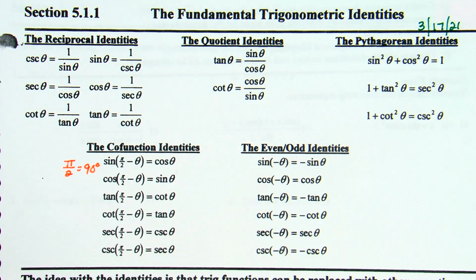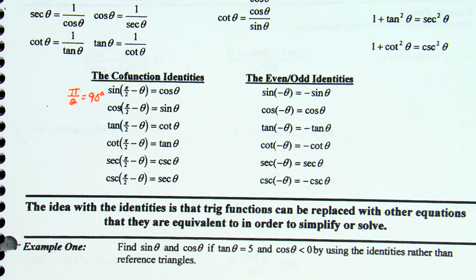Oh, there's a negative in the parentheses. I should go check out my even odd identities. Oh, there's a pi over 2 minus theta. I should go check out cofunction identities. Things like that will be helpful. Because probably one of the biggest skills to pick up is how to know when to use what.